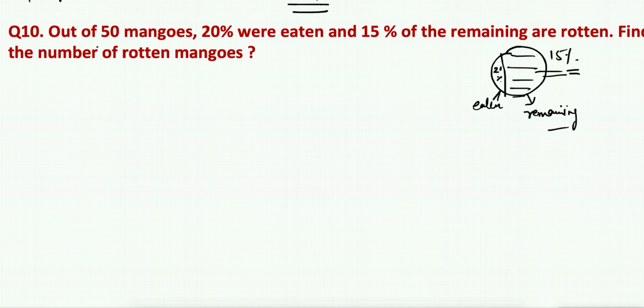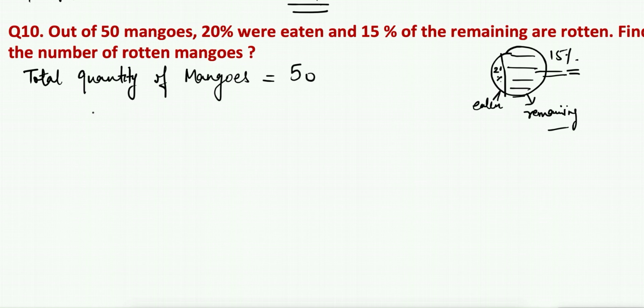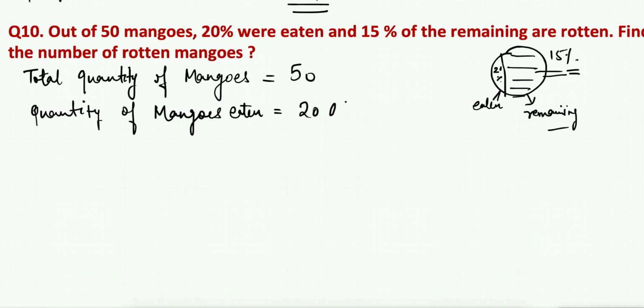So out of 15 mangoes, what is the total number of mangoes? Total quantity of mangoes is equal to 50. Now next information provided is 20% were eaten. So quantity of mangoes eaten is equal to 20%. So what is 20%? How much is 20%? So 20% of 50.